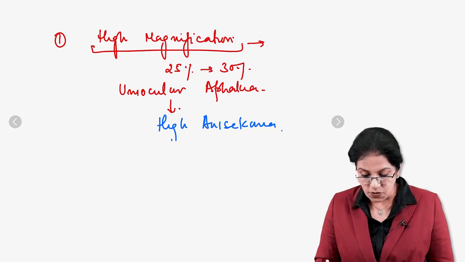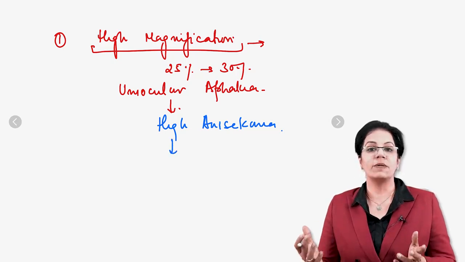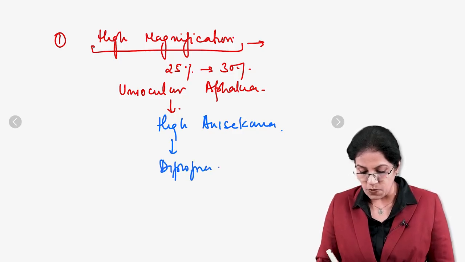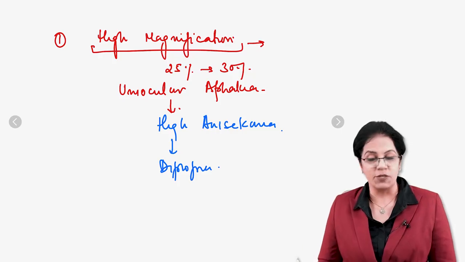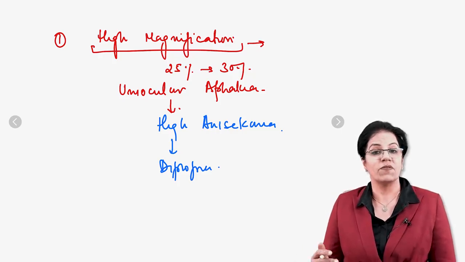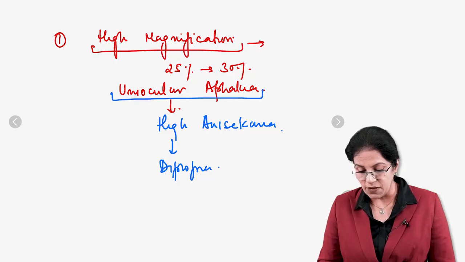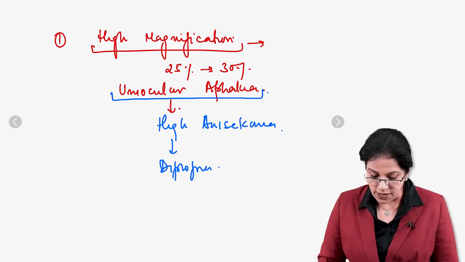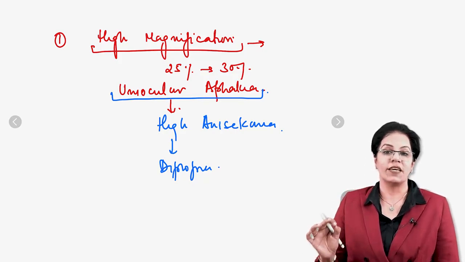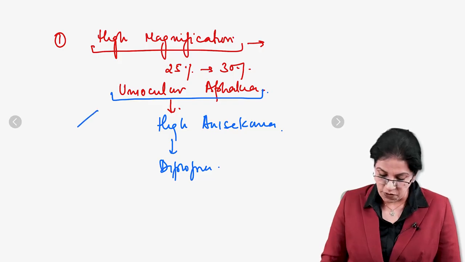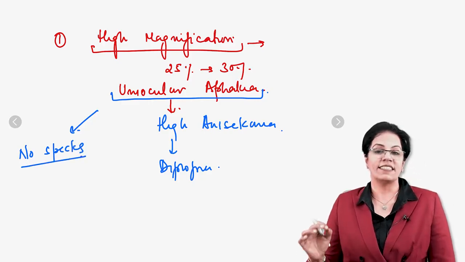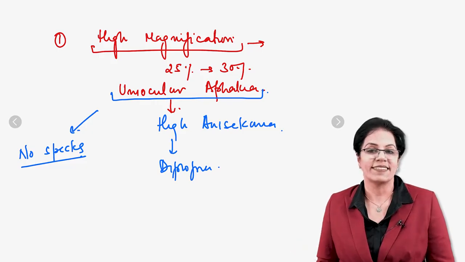If the images of the two eyes cannot merge, what will happen? Double image. So what you get here is diplopia. So this is one problem: high magnification can lead to high aniseikonia if the patient has aphakia in only one eye. Therefore, we cannot treat a uniocular aphakia with specs, because of high aniseikonia leading to diplopia.